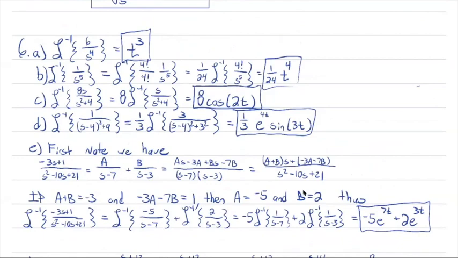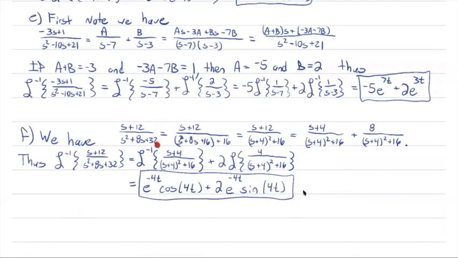Something like F, this didn't factor, so we weren't able to break that up, but you had to do this kind of process of sort of completing the square. So if you have a quadratic that doesn't factor over the reals, then this would be what you would do with that term.